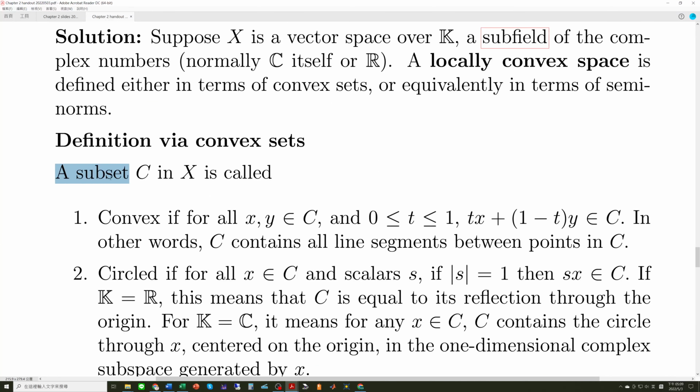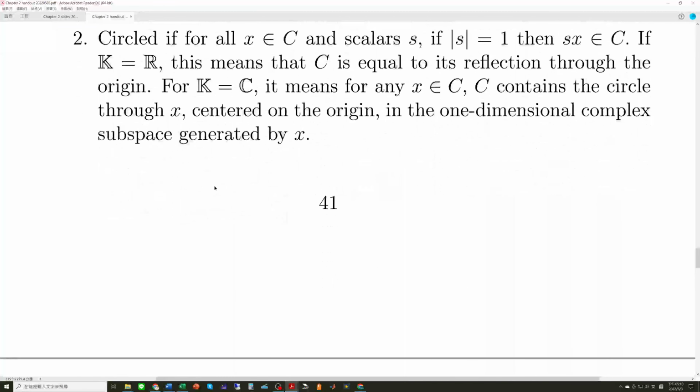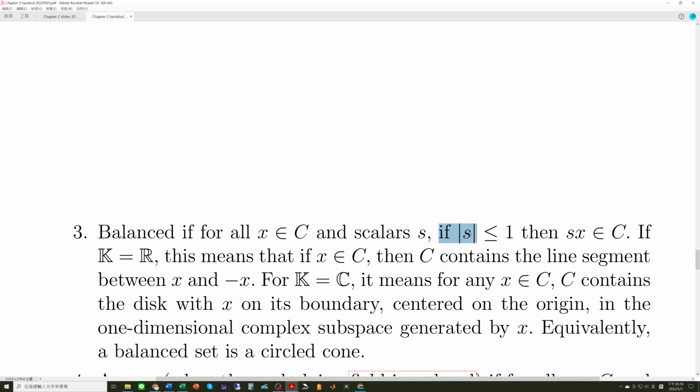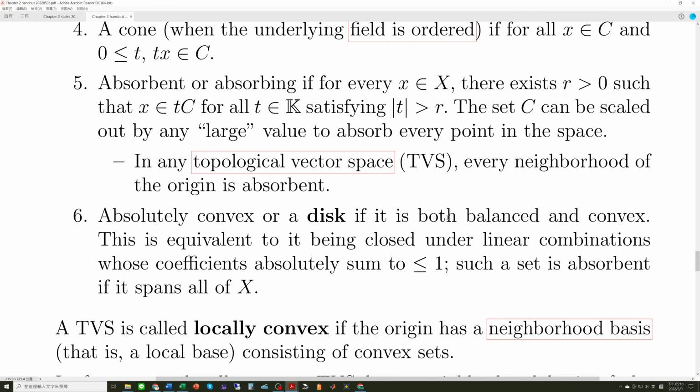Again, a subset C in X, where X is a vector space over K, a subfield of the complex numbers, normally C itself or R, is called balanced if for all X in C and scalars S, if the absolute value of S is smaller than or equal to 1, then S times X is in C. Both balanced and convex.